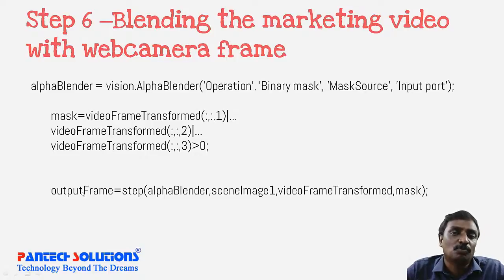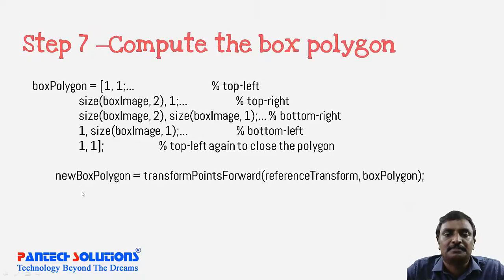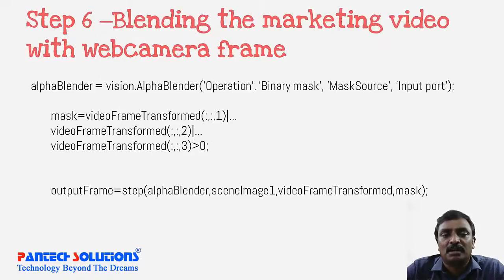Okay, this is the output frame which you are going to display. This is the same thing to compute the box polygon and to draw a line. That's all. The process is completed. The augmented reality process is completed at this place itself. The output frame will have the frame which has the embedded virtual video, as well as the original frame.